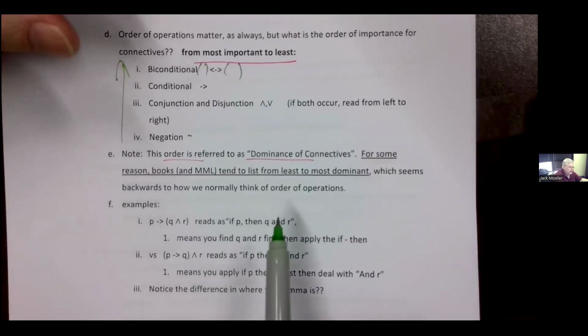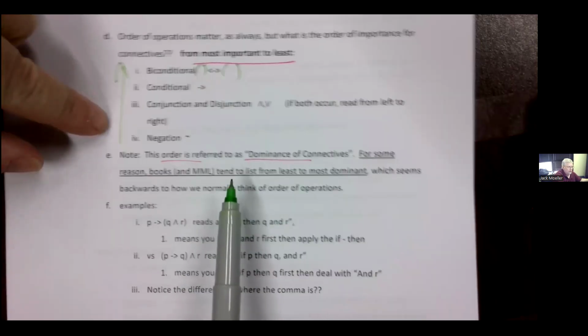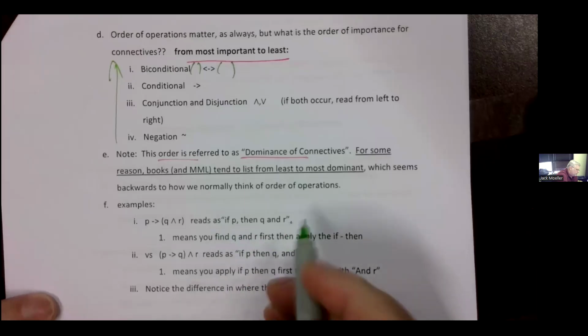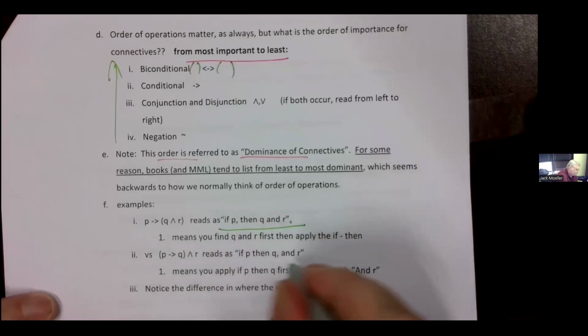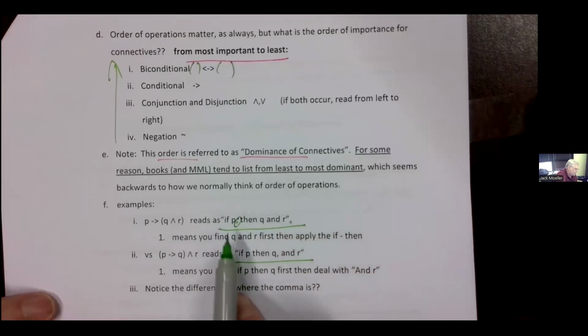But if there are no parentheses because we're starting with English, then we're going to have to figure out where to put the parentheses. Talking about the commas, if you look at these two statements, where's the comma? On the first one, it's after the P. So: if P, pause, then Q and R.